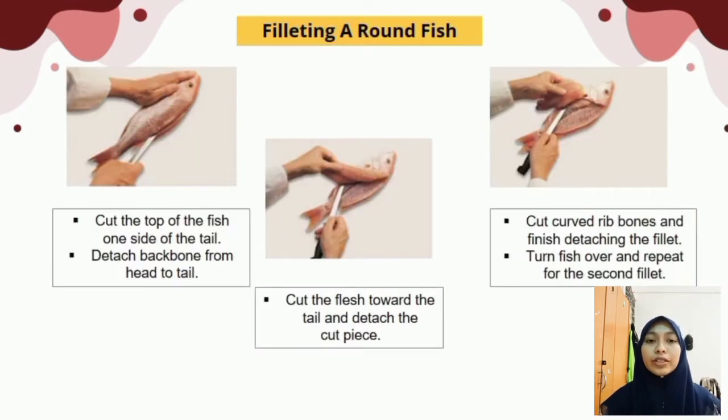Filleting round fish. Cut into the top of the fish along one side of the tail. Detach the backbone from head to tail. Next, cut under the flesh toward the tail and detach the cut piece. Then, cut along the curved breastbone and finish detaching the fillet at the head.